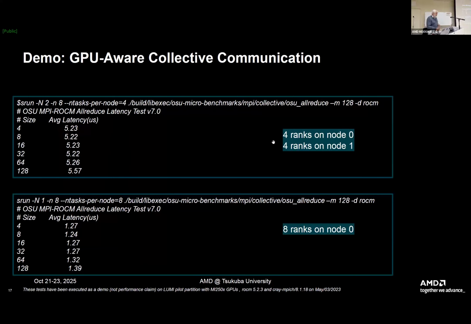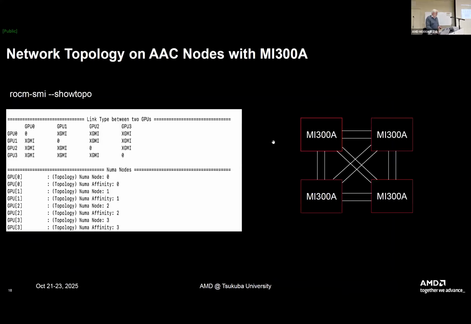Collective communication, we're taking multiple ranks on node 0 and doing a collective. And this is across 2 nodes. So you see this is going across the network. If we are within the node, we can get a much faster, much lower latency. Not all that surprising, but it can be helpful to understand what those numbers are. On the MI300A, you have a slightly different architecture.